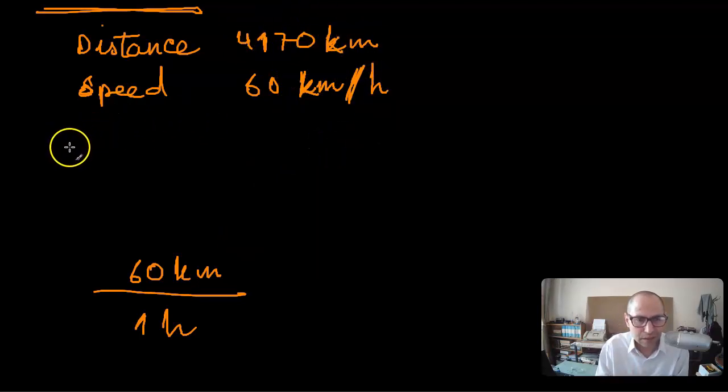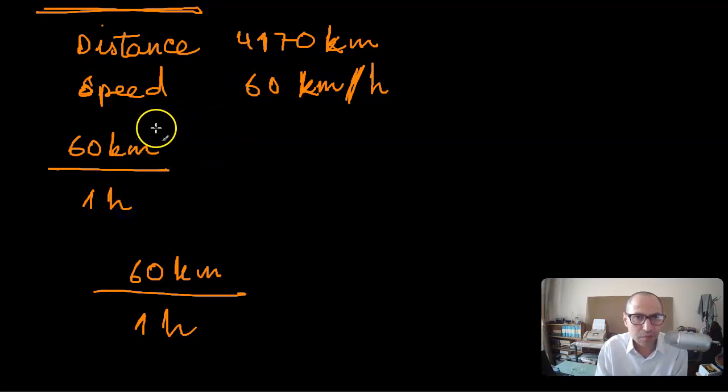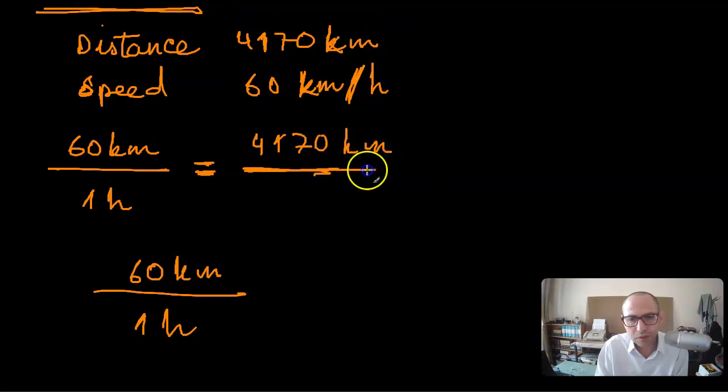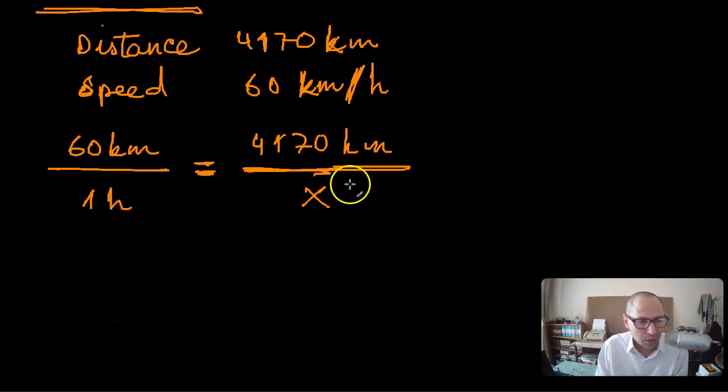So I can say that 60 kilometers per 1 hour, which is the constant speed of the bus, is the same thing as the distance that I want to know, 4,170 kilometers, to how many hours. So 60 kilometers to 1 hour is the same thing as 4,170 kilometers to how many hours? That's essentially what I'm asking, right? And as I explained before, this is a proportion, right?